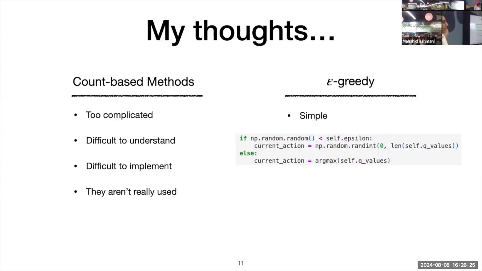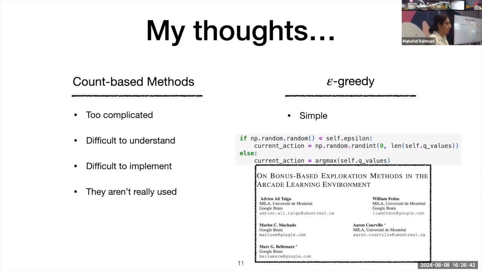And on the other hand, we have epsilon greedy, which is extremely simple, and you can code it in 4 lines. And even if you want to discuss the gains you would get with those papers, there's a paper on bonus-based exploration that does exactly that. You can read that and see how much benefit you gain from using those methods.